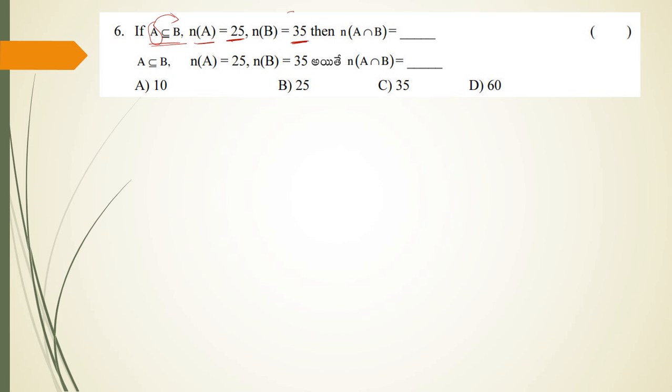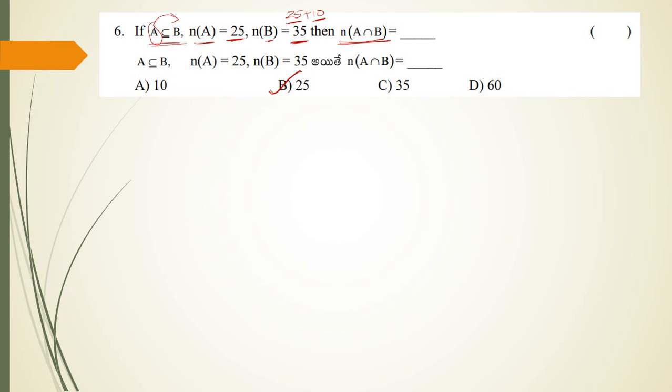That means this 35 I can write it as 25 plus 10. So these 25 are common to both set A and set B, and these 10 are exclusively of set B. So from this, what is being asked? N of A intersection B. A intersection B means common elements. So how many common elements are given? There are 25 common elements.